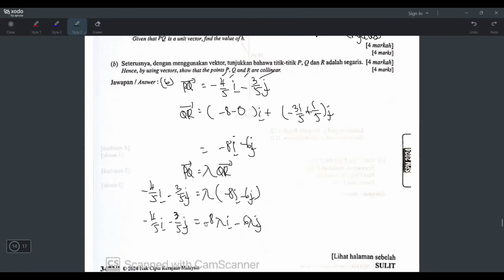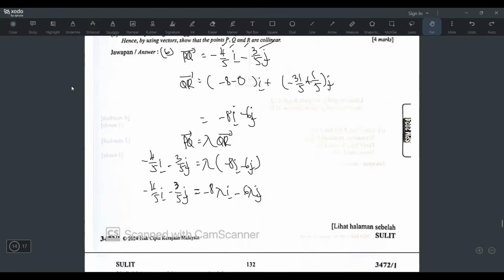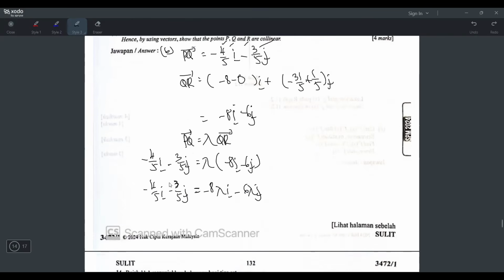Okay, I can see in the middle here they write equal. It means the left hand side vector and the right hand side vector is the same. That means you can compare them. So you just compare the coefficient of i with the coefficient of i like that. So negative 4/5 equals to negative 8 lambda. And then later I can find my lambda from here. And then compare the coefficient of j also. And on the other side is negative 6 lambda. So when you compare, you get negative 3/5 equals to negative 6 lambda. Okay, now you just find lambda.